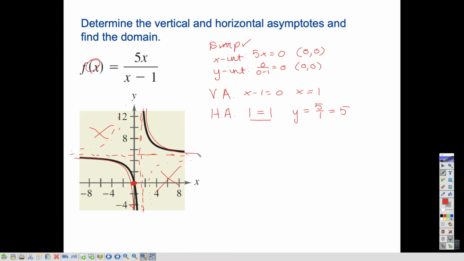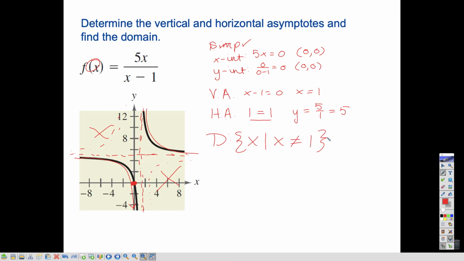Okay, what's the last thing we need to do? Find the domain. Now again, if you want to find the domain right after you simplify, that's great. That's what I did. So my domain is x such that x cannot equal 1. And how do you know it can't equal 1? Because I set the bottom equal to 0, like we did earlier with the VA.